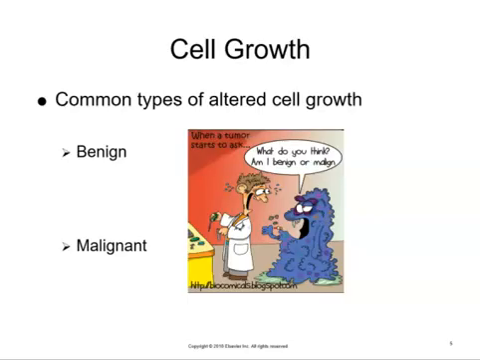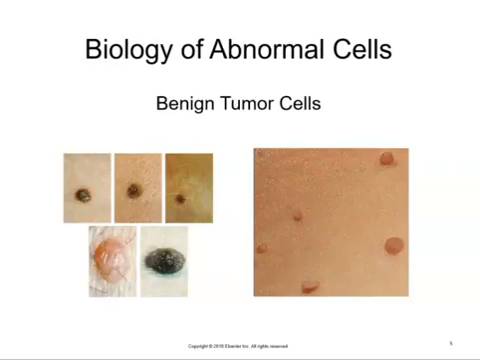Then we have malignant, which indicates cancer. So these are your abnormal cells, and they have a tendency to invade surrounding tissue. Cells are exposed to a variety of factors that can alter how the cell grows and how it functions. When cells alter in one way or another, they're considered abnormal.